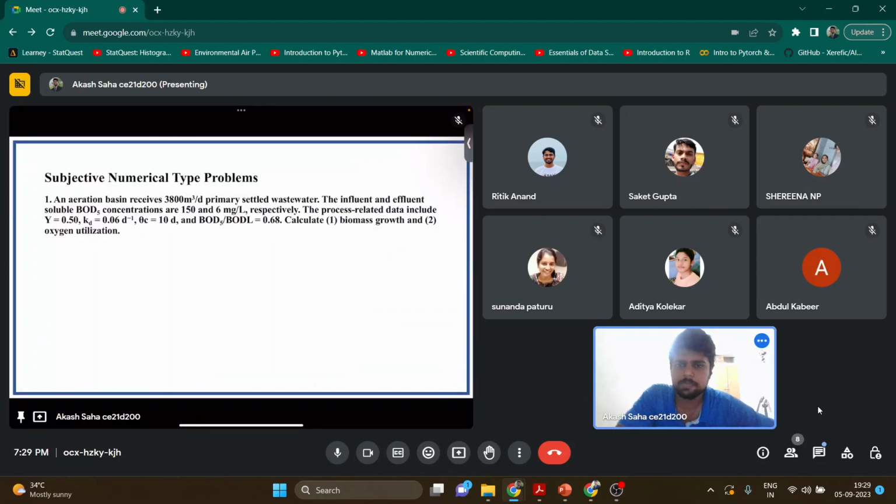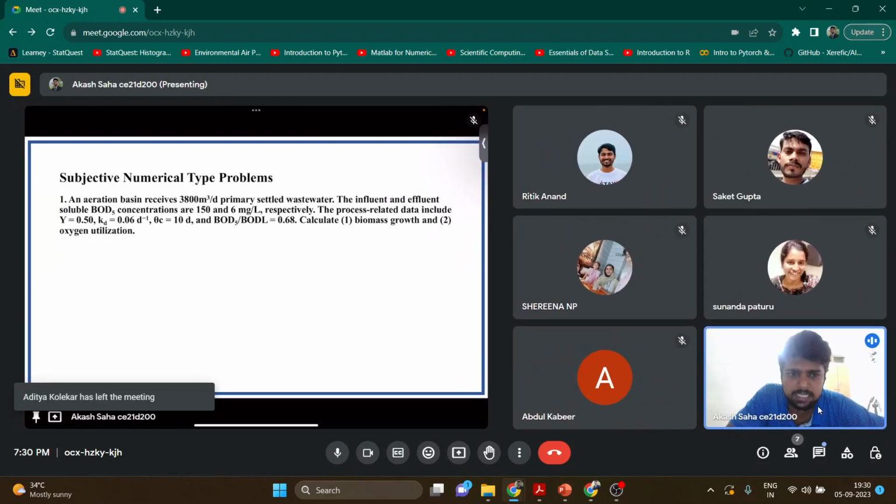So this is the first problem. An aeration basin receives 3,800 meter cube per day of primary settled wastewater. The influent and the effluent soluble BOD, which is my substrate, S naught and SE, are 150 and 6 milligram per liter respectively. The process data are: yield is 0.5, decay rate kd is 0.06 per day, theta c, the mean cell residence time, is 10 days, and the BOD5 to ultimate BOD ratio is 0.68. You have to calculate the biomass growth and the oxygen utilization.